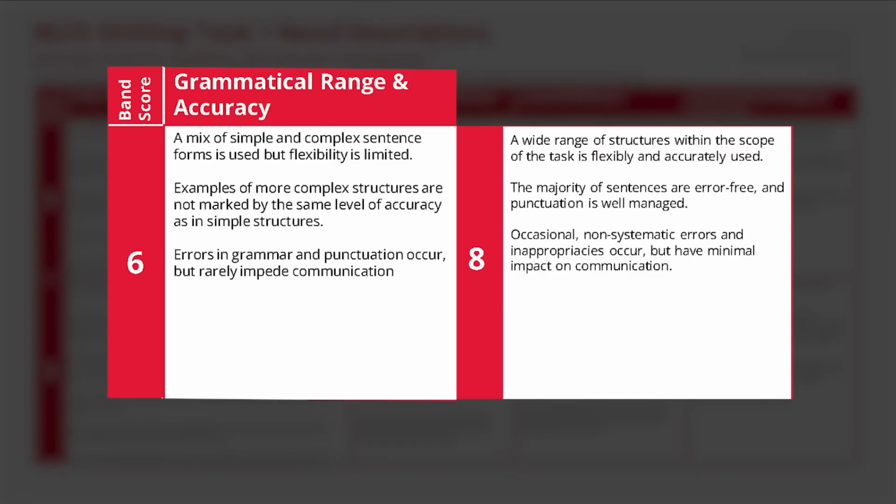So if we look at the official marking criteria, you'll see the difference between band 6 and band 8. Band 6 says make some errors in grammar and punctuation, but they rarely reduce communication. This means that they happen again and again, but it doesn't really stop the examiner understanding. But the real key information is where it says in band 8, the majority of sentences are error-free.